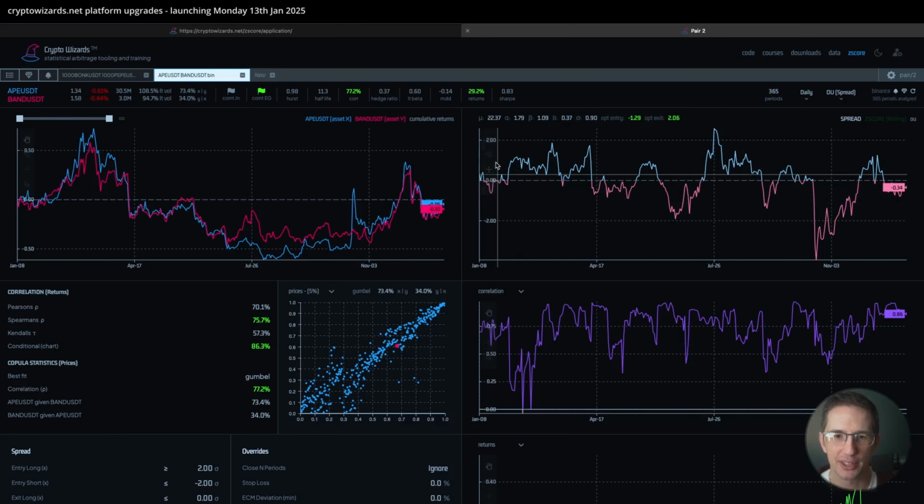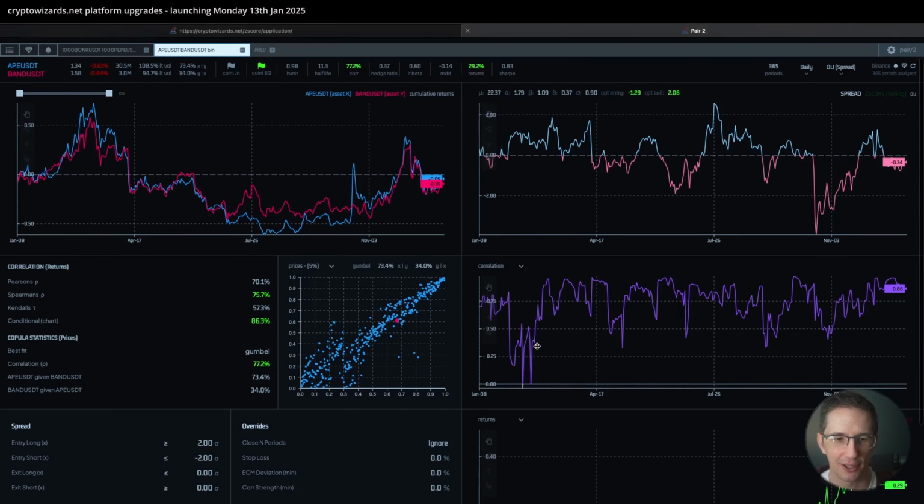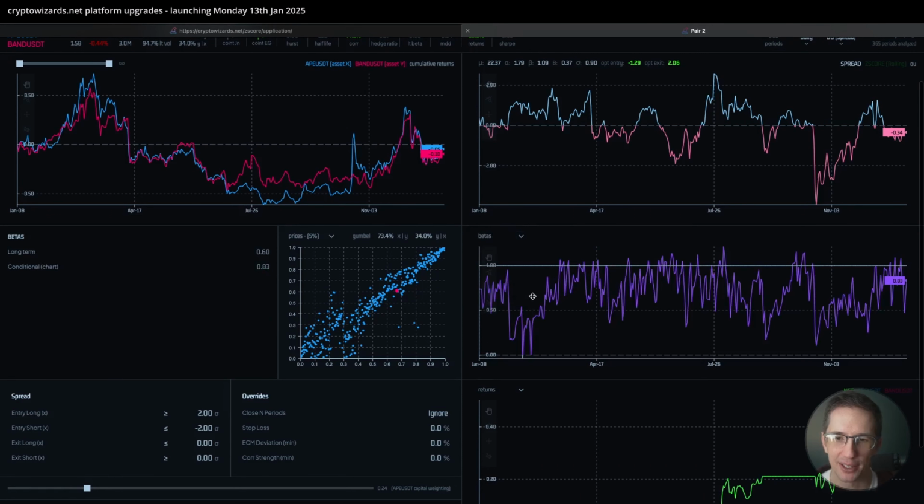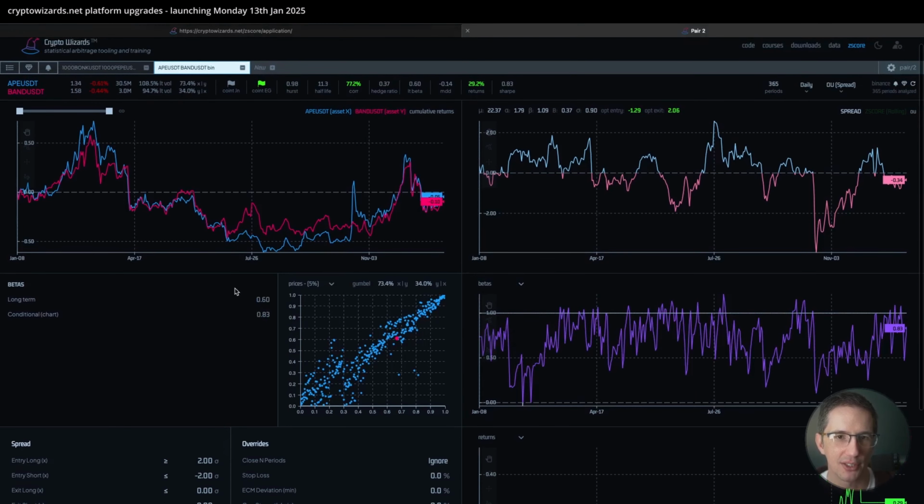Talking about information that's available, let's actually go ahead and look at some of this other data here we haven't really spoken about. So we've got this conditional correlation. This shows me the correlation over time. I also have the beta as well. Now this beta, it gives me the long-term beta, which is 0.6.